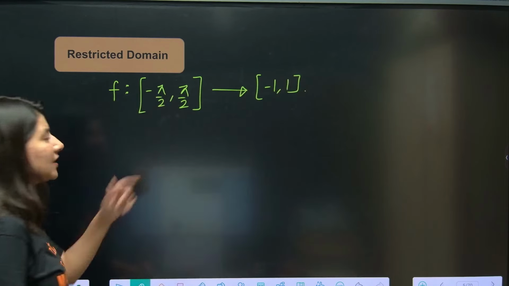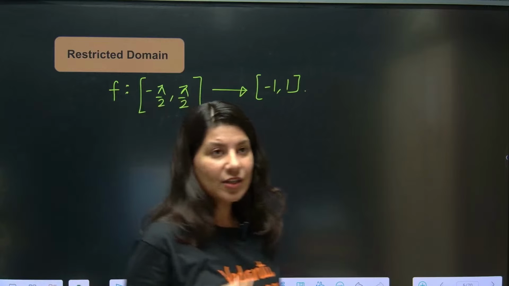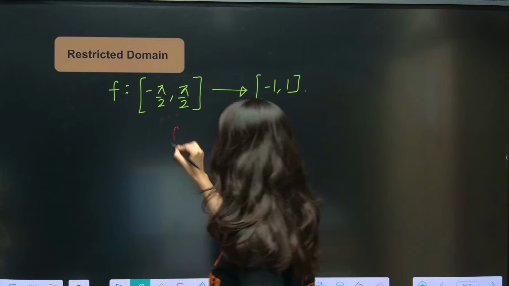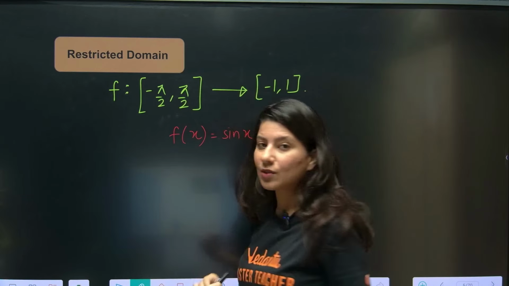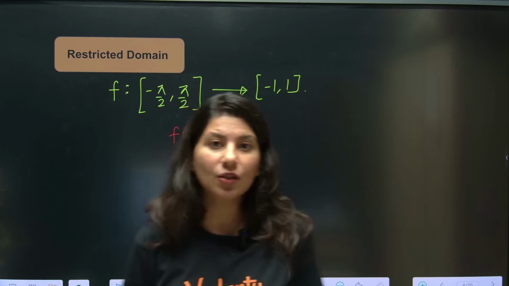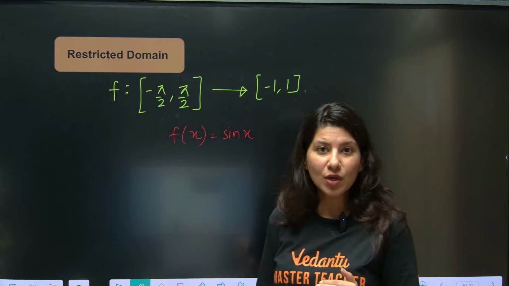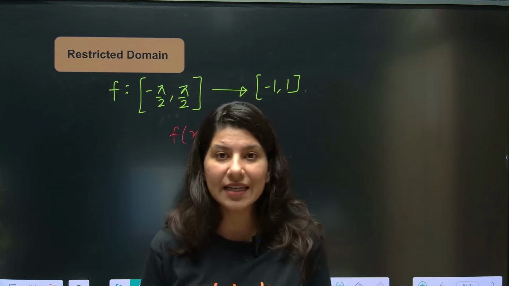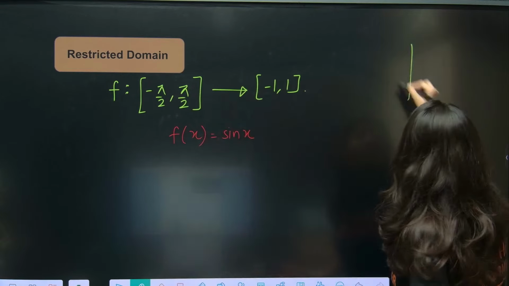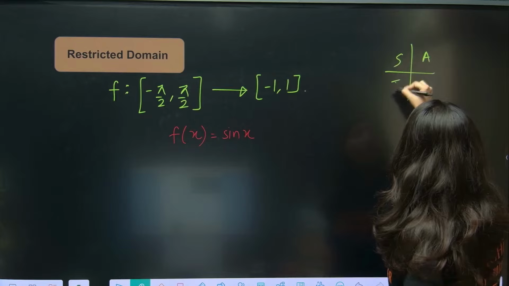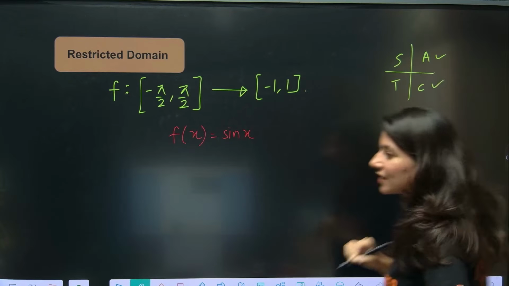So we have restricted the domain. Earlier for generic sin x, your domain is what? All real values. But this time I have restricted the domain. I have selected the first and fourth quadrant, because in the first quadrant sin x is positive, and in the fourth quadrant sin x is negative. Remember the ASTC rule. So I have selected the first and fourth quadrant.